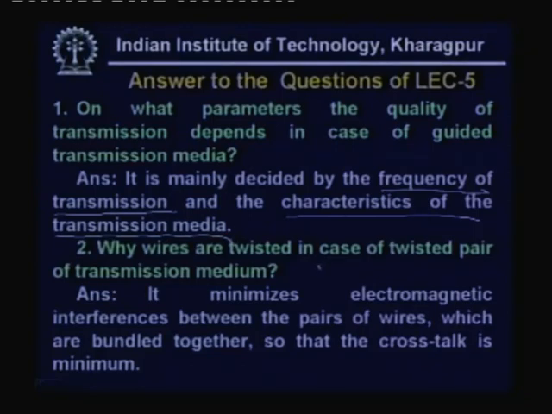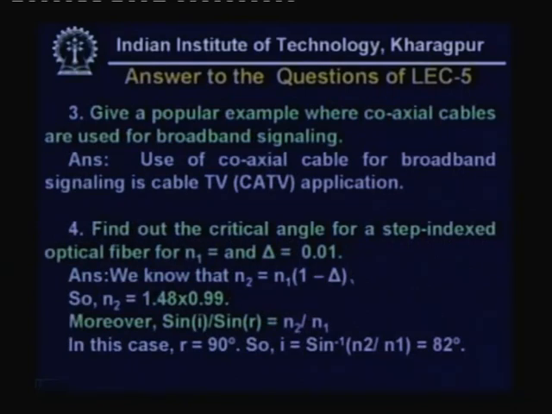Why are wires twisted in case of twisted pair transmission media? That was the second question. As I have discussed in the last lecture, it minimizes electromagnetic interference between the pairs of wires which are bundled together so that the crosstalk is minimum. Third question was, give a popular example where coaxial cables are used for broadband signaling. One popular use is cable TV, you are familiar with, that is where it is used.